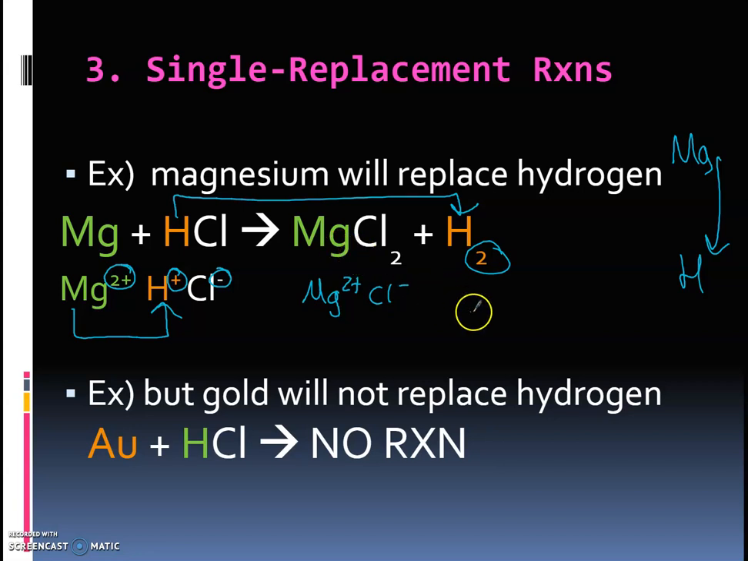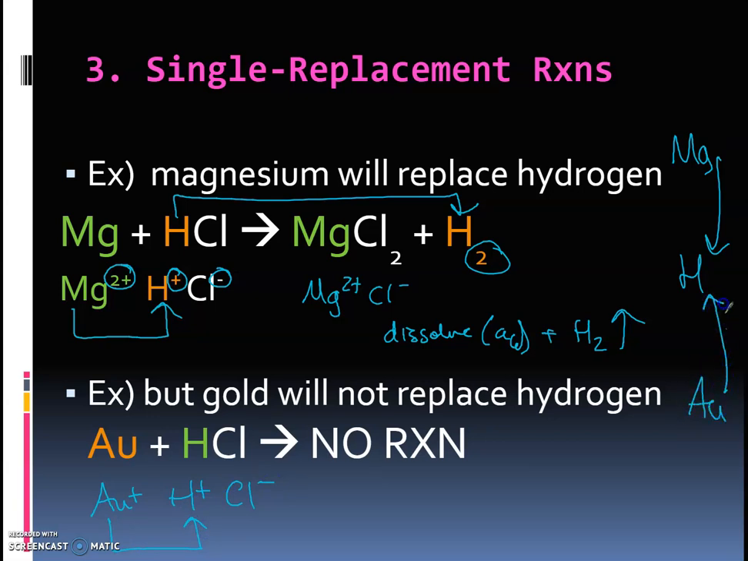And what happens is the magnesium is going to dissolve and it's going to make an aqueous solution and it's going to bubble up and make your hydrogen gas. This upward arrow means that a gas will be released. But if you have gold and hydrogen and chloride, gold is down here. The gold is not strong enough to replace hydrogen, so no reaction.